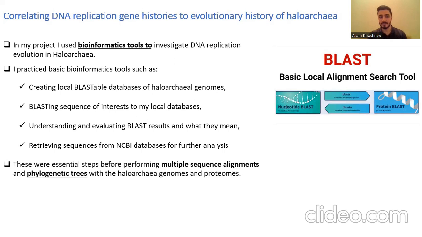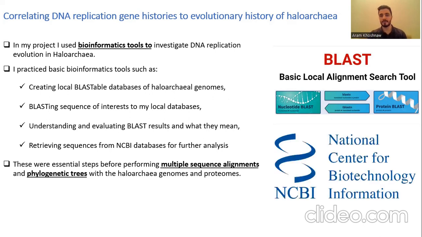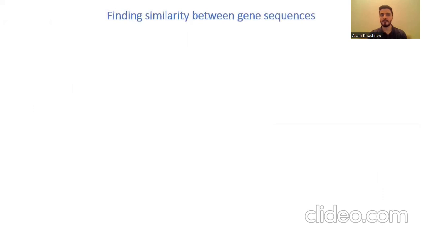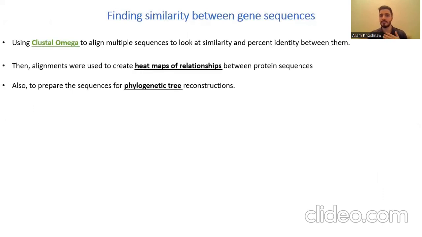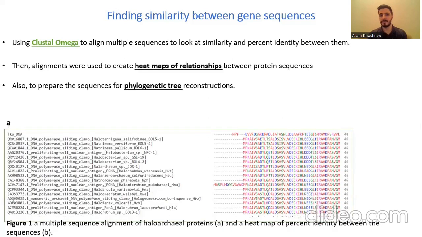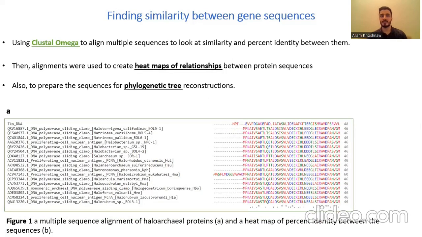These were essential steps before performing more important skills in evolutionary relationship between sequences, such as multiple sequence alignment and phylogenetic trees of these genomes or proteomes. Then we try to find similarity between gene sequences. For that, we use Clustal Omega to align multiple sequences and to look at similarity and percent identity between them. Then we try to use these alignments to create heat maps of relationship between the protein sequences that we had. And these were essential steps to do before going to the phylogenetic tree reconstructions.